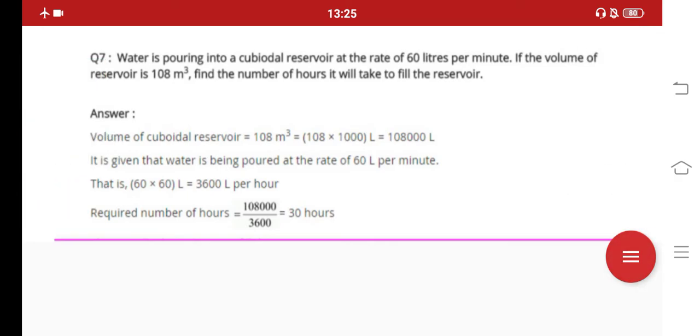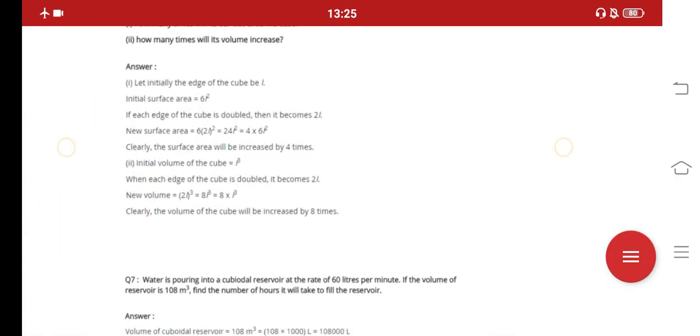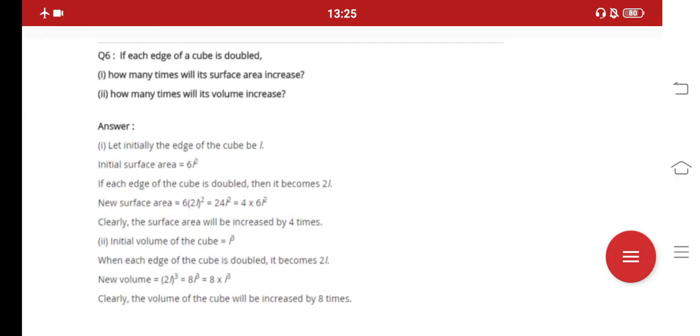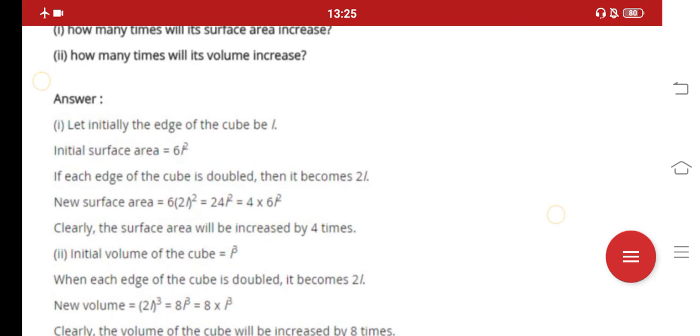See, this is our question number 6 and 7. And these two are the last questions of this exercise. If each edge of a cube is doubled, how many times will its surface area increase? How many times will its volume increase? Okay. Now see here, let us take the initial edge of the cube as L. So the initial surface area will be 6L square. Once the edge of that cube becomes double, it will become 2 times. So first it is L. After doubling it, we are getting 2L.